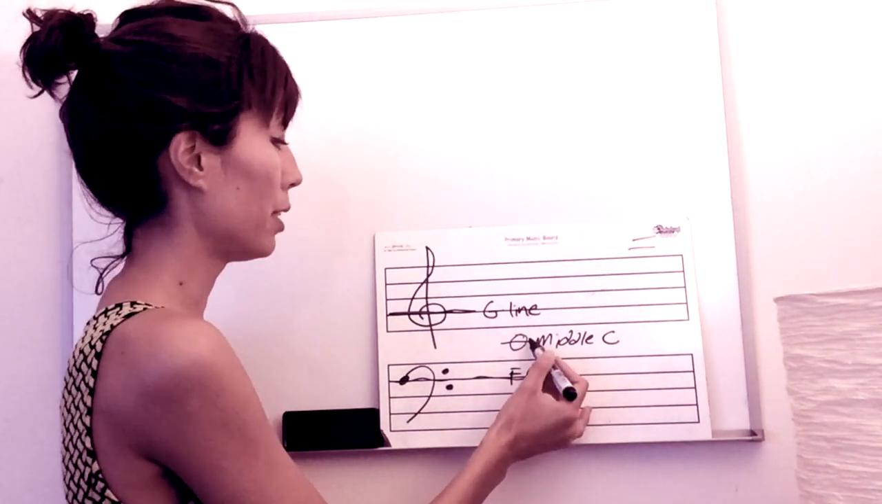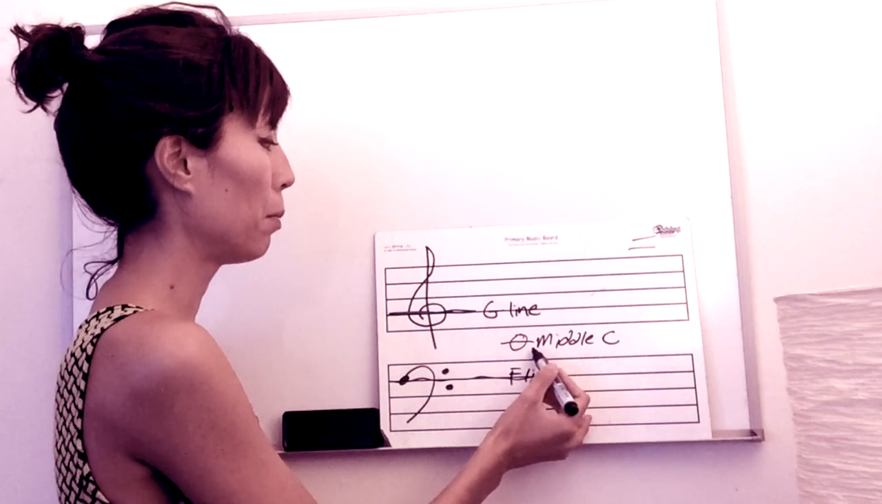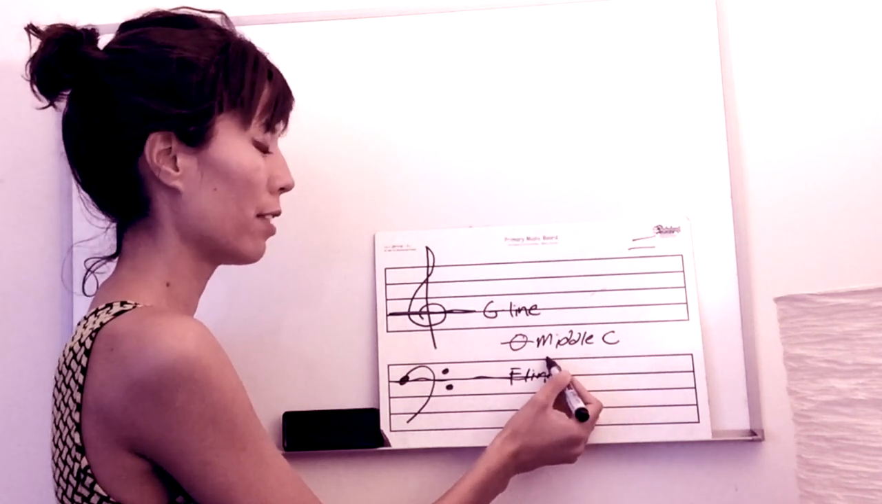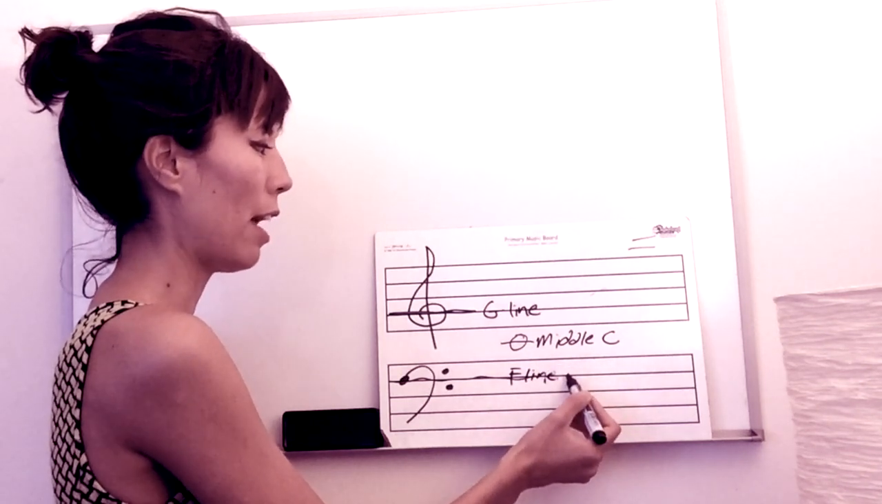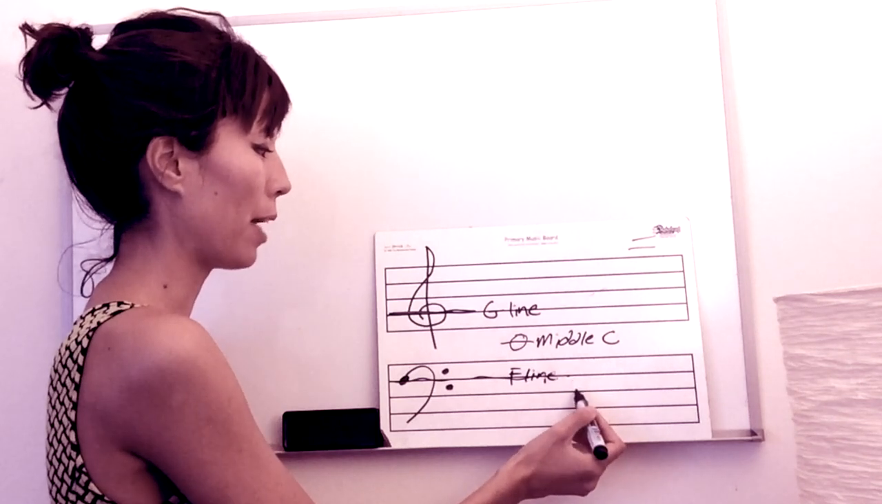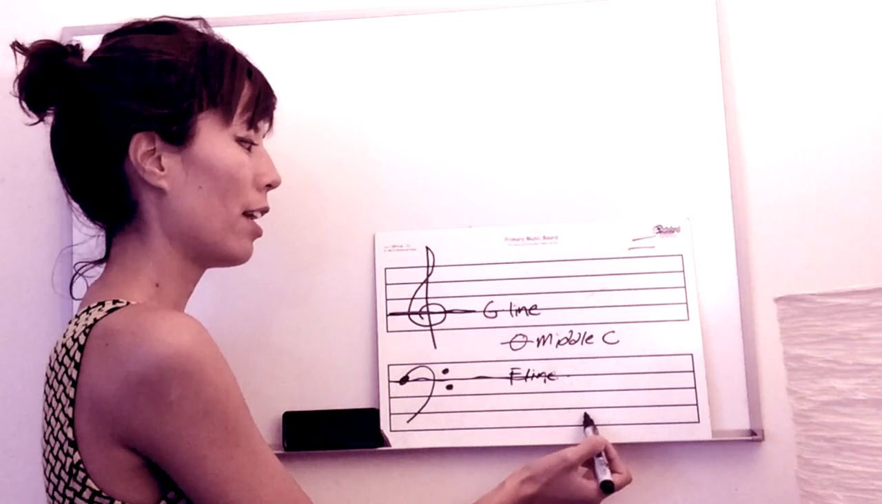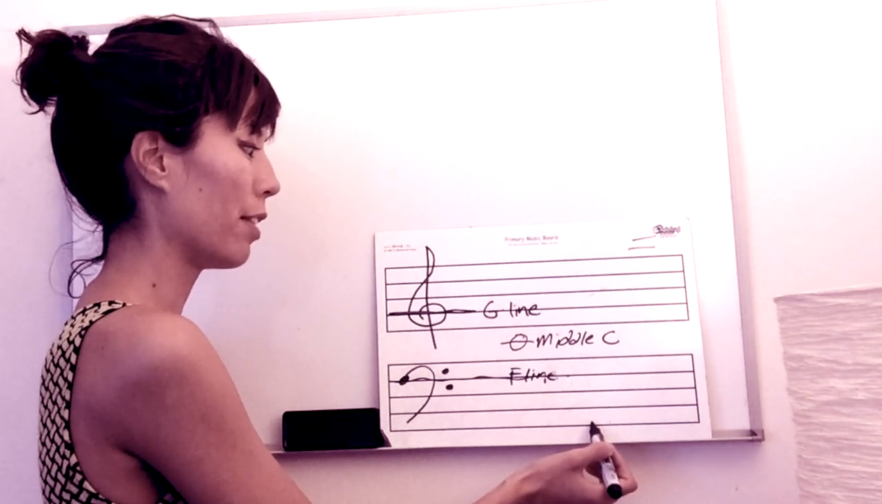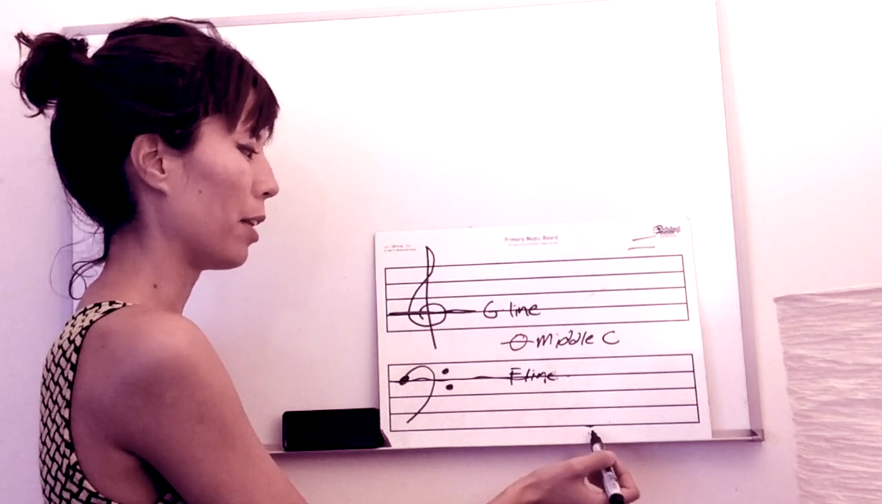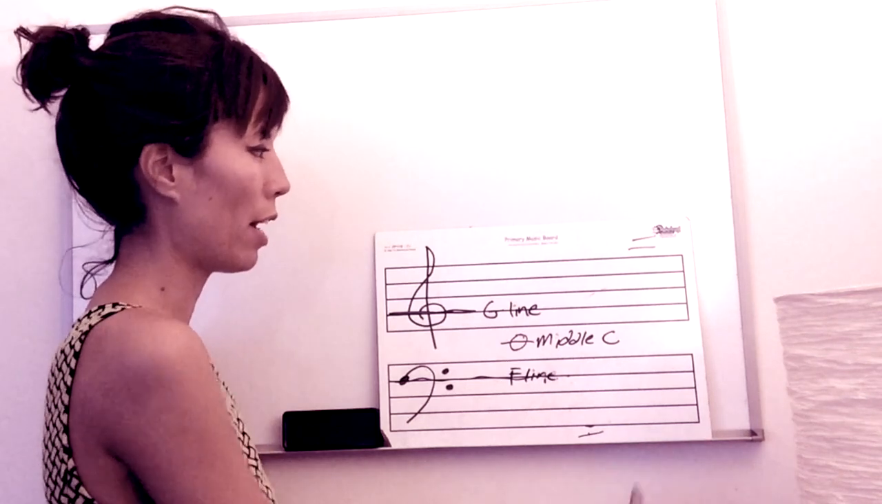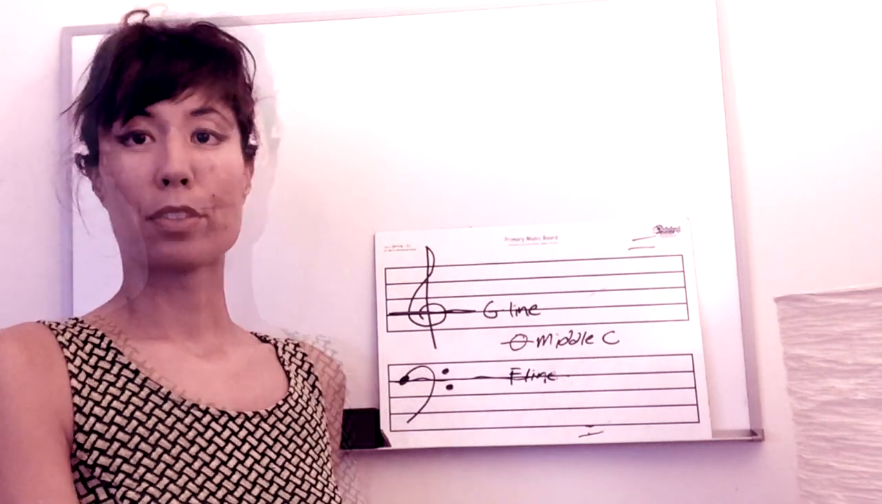So I'll start from C, C will be on the line, B will be on the space, A will be on this line, G will be on the space, F will be on this line, E will be on that space, D will be on that line, C will be on that space, B will be on that line, A will be on that space, G will be on this line, and F will be on the space. If you want to go lower, just draw ledger lines, and you can continue to fill in the rest of your notes.